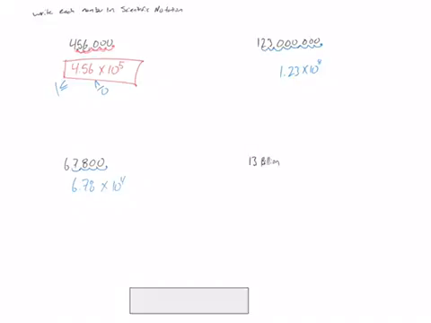And then 13 billion. Let's just rewrite that there. 13 billion is going to have 9 zeros after it: 1, 2, 3, 1, 2, 3. So my decimal place is right here, so we move it over 1, 2, 3, 4, 5, 6, 7, 8, 9, 10. It's going to be 1.3 times 10 to the 10th.